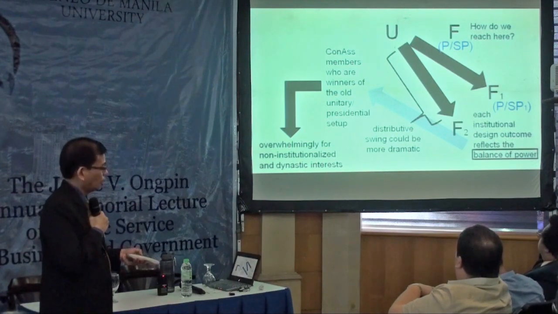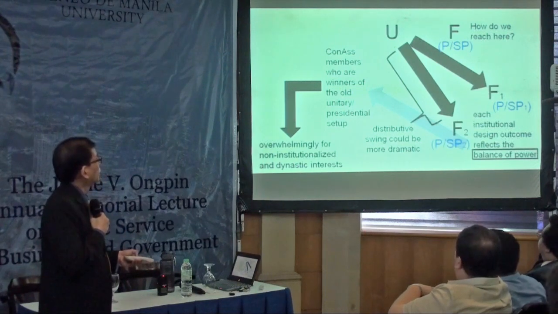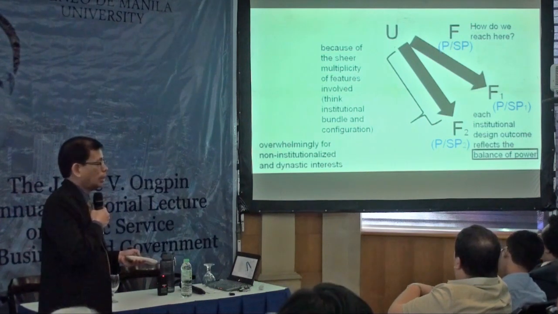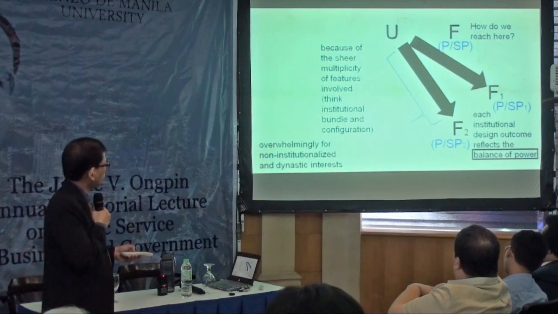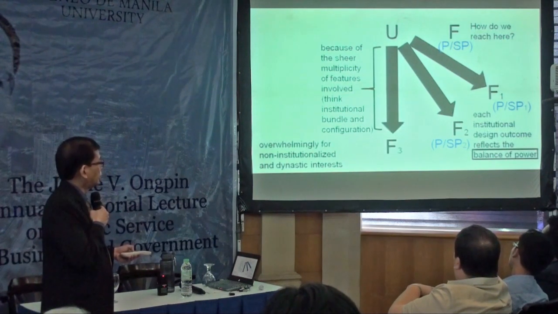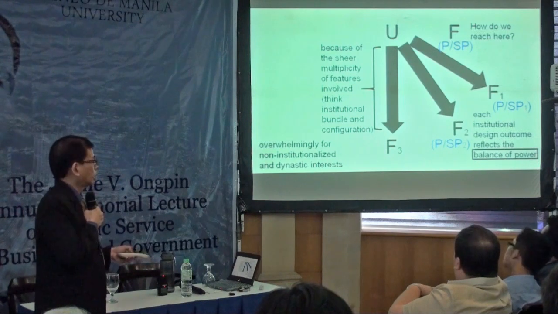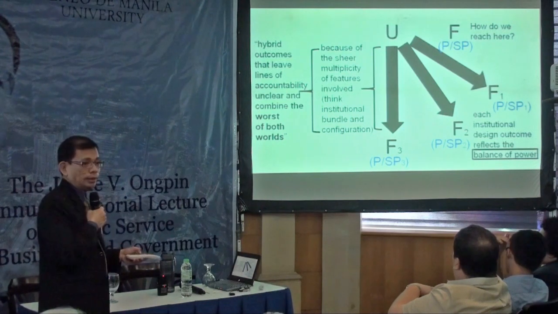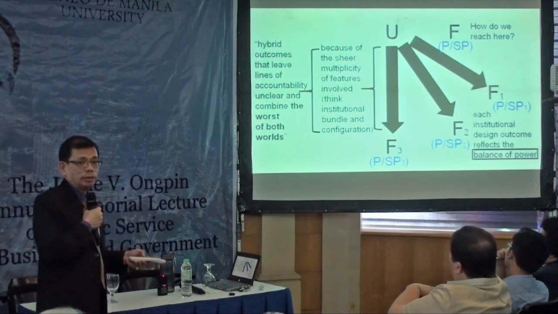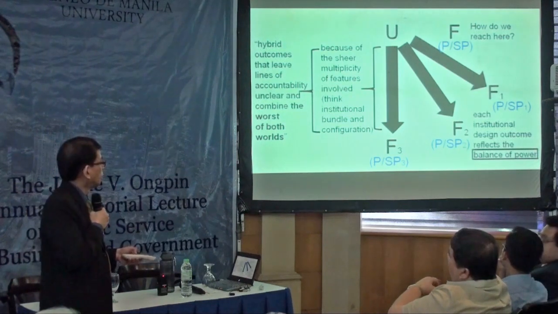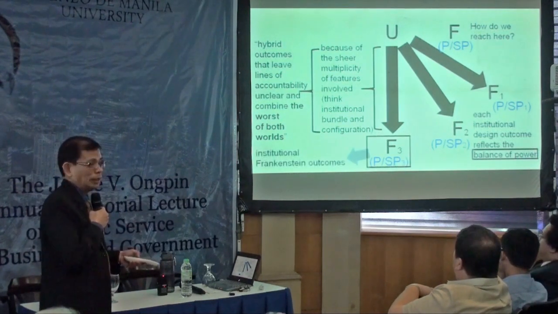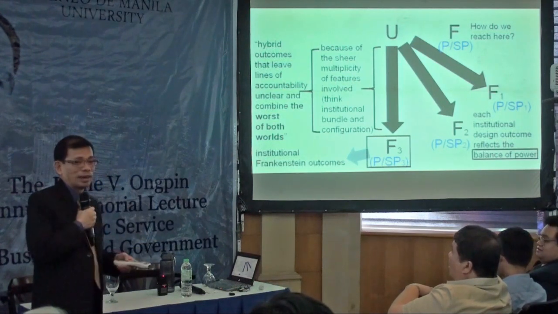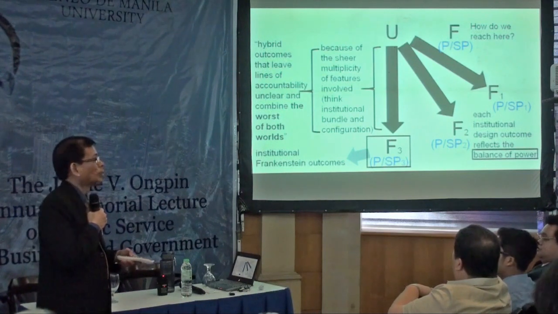But according to the scholars, if we're going to expand the argument, because of the sheer multiplicity of features involved, think institutional bundle and configuration, you could actually end up with F3, which for the scholars could represent hybrid outcomes that leave lines of accountability unclear and combine the worst of both worlds. Which I call, in an article of mine, institutional Frankenstein or Frankenstein outcomes.